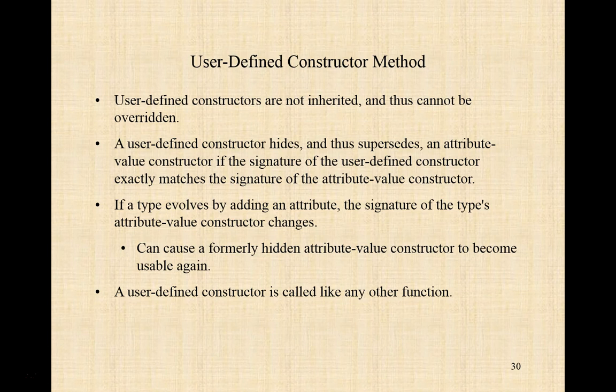If a type evolves by adding an attribute, the signature of the type's attribute value constructor changes. So this can cause a formerly hidden attribute value constructor to become usable again. But a user-defined constructor does not automatically evolve. A user-defined constructor is called like any other function.